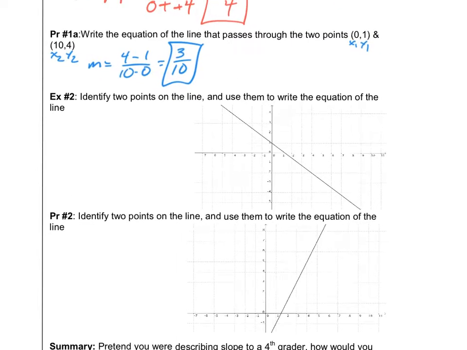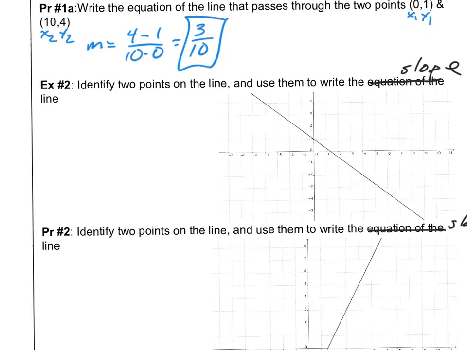Example number 2. Identify 2 points on the line and use them to write the equation of the line. Oops, I think those directions are flawed. I just realized that. So we're going to say use them to write the slope. And we'll change that here to write the slope of the line. Okay, my bad.